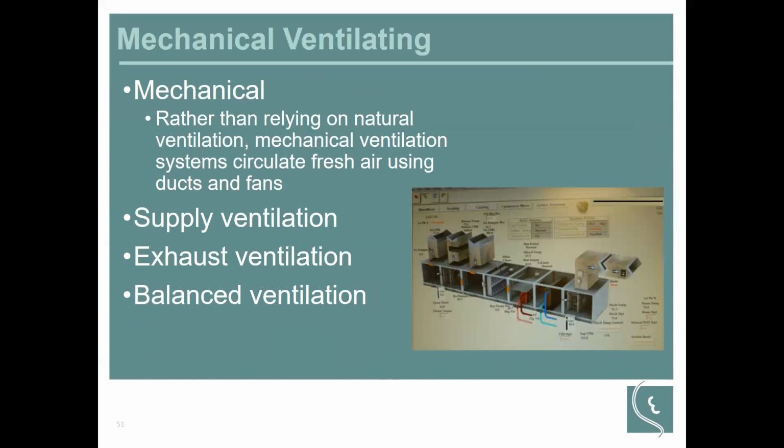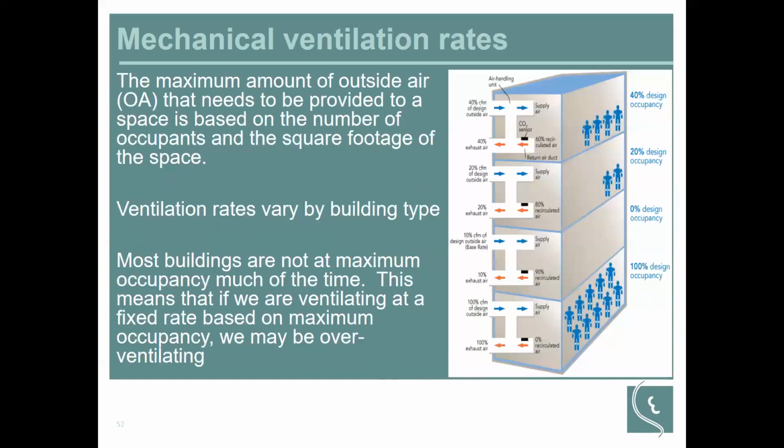You've probably entered buildings where it's hard to open a door because you have too much exhaust, or there's certain facilities that we've been in where the doors were barely shut because we're providing too much supply air and not enough exhaust, and it's almost pushing the doors open. So the balancing of these ventilation streams is critical. In mechanical ventilation, the maximum amount of outside air that's needed is provided in spaces based on the number of occupants that space is designed for per code. So it varies by building type. The office will be different from a hospital, which will be different from other building types.